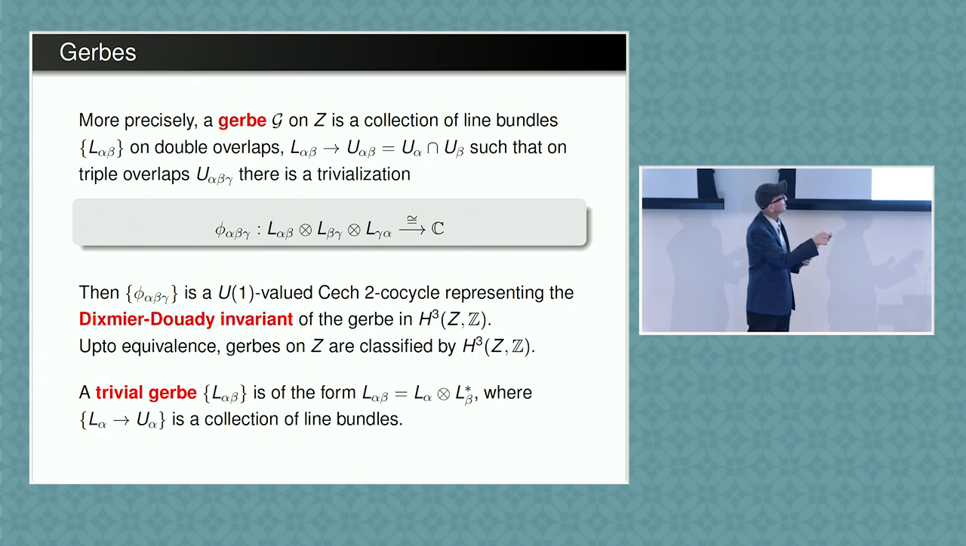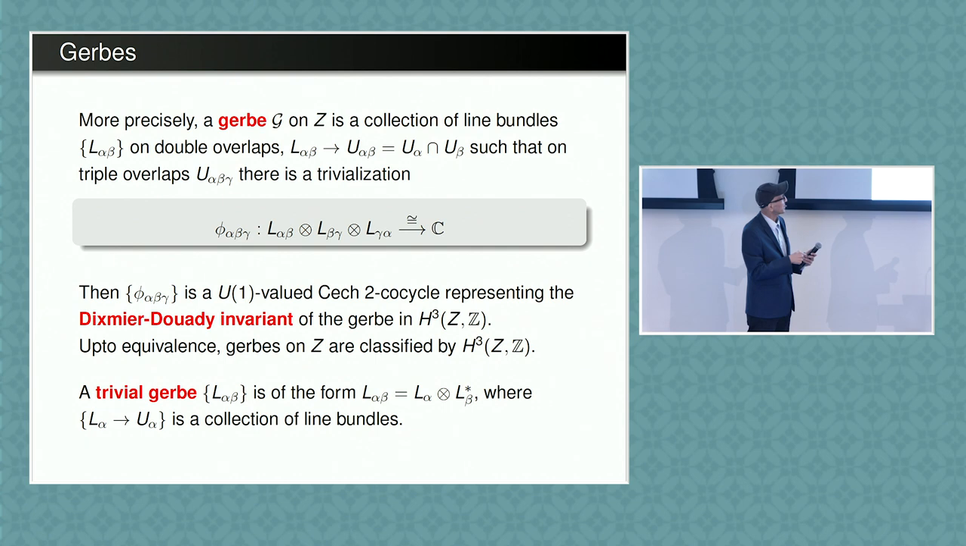If you take the tensor powers as such, then this phi alpha beta is just a U(1)-valued Čech 2-cocycle, right? And this is the Dixmier-Douady invariant of the gerbe in H^3(Z) with coefficients in the integers.